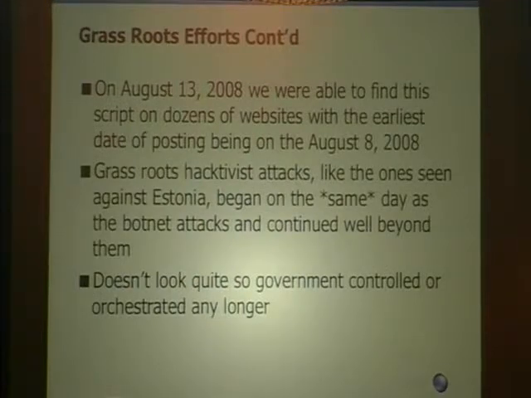On August 13th, that's when we first found it, and a lot of these posts, or at least a few of them, dated back to August 8th. So this wasn't a case where they caught on, heard about the attacks, and joined in later. This coincides right with the botnet attacks. So it looks like grassroots activism, like what we saw in Estonia, was being done on the same day, which also pulls away from the idea that maybe the government was behind it and then the citizens just jumped in later. It doesn't look so much like that. At least that's not what the data supports.